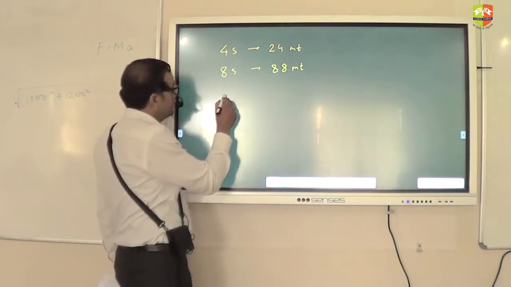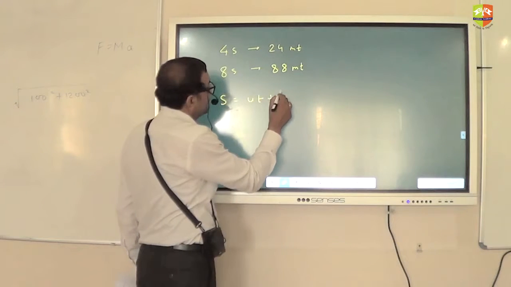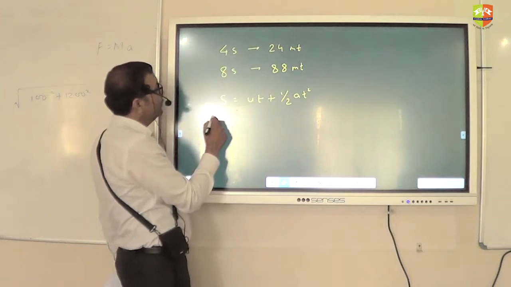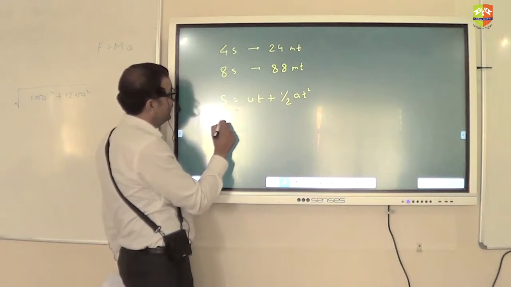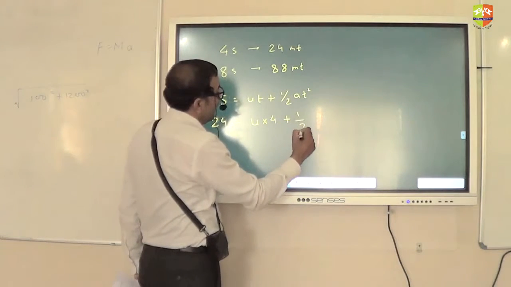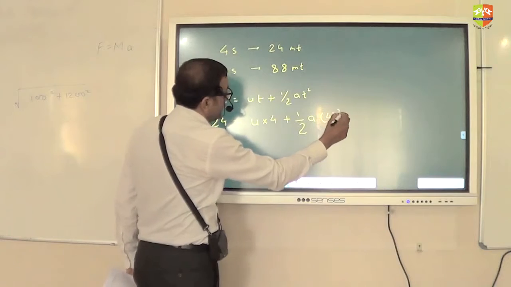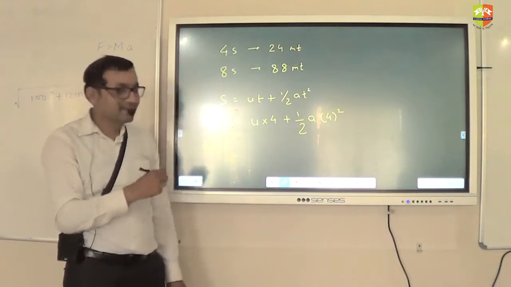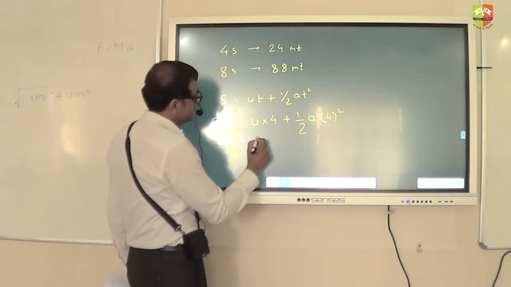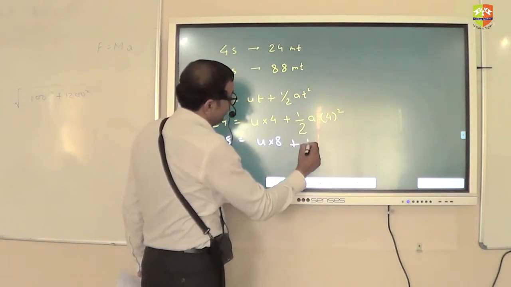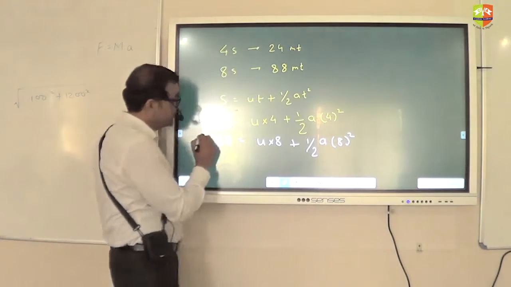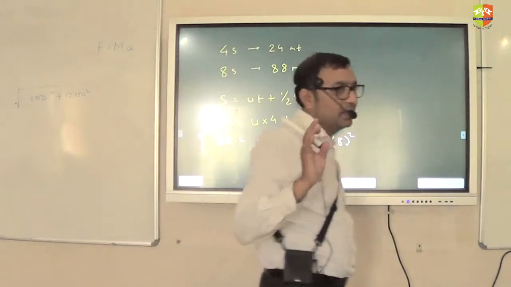Okay, so I will be using s equal to ut plus half at square. If I use it for situation 1, t equal to 4 seconds, s is 24, I don't know u, so 24 equals u into 4 plus half a into 4 square. This is the first equation. Similarly, you get the second equation, which is 88 equal to u into 8 plus half into a into 8 square. If you write just these two equations, you get the full marks.